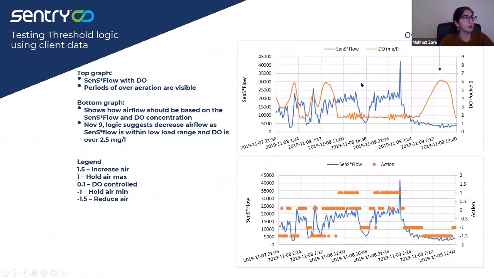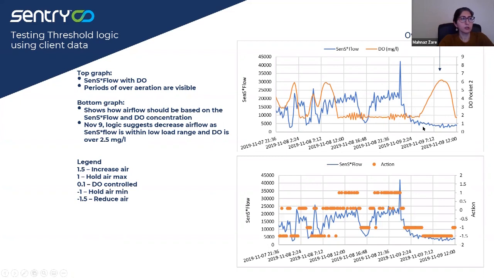So here, the top graph is showing the actual DO profile with SENTRY signal times flow from November 7 to November 9. We are seeing periods of over aeration, such as here on November 9, when DO was almost 6 milligrams per liter.